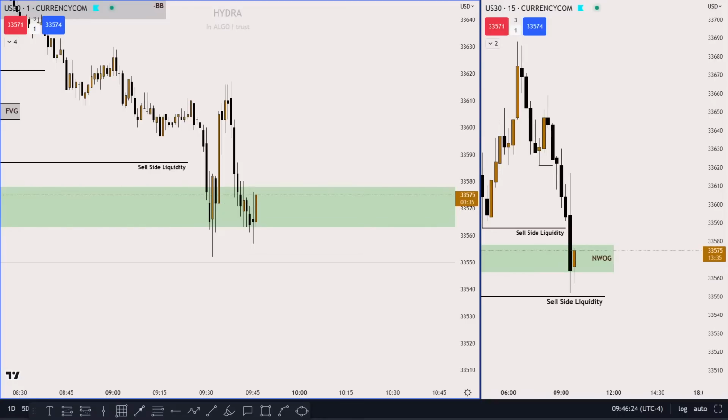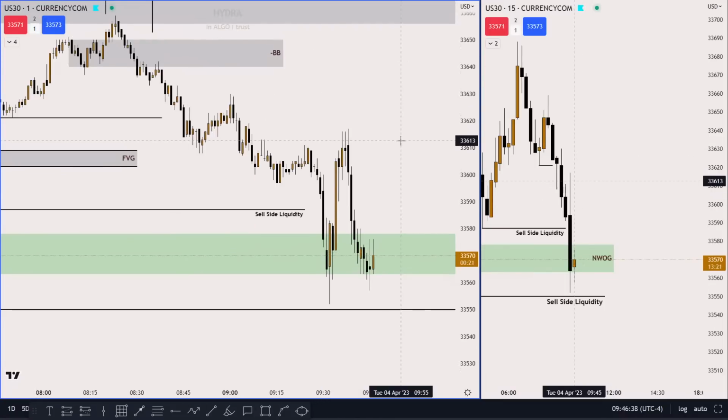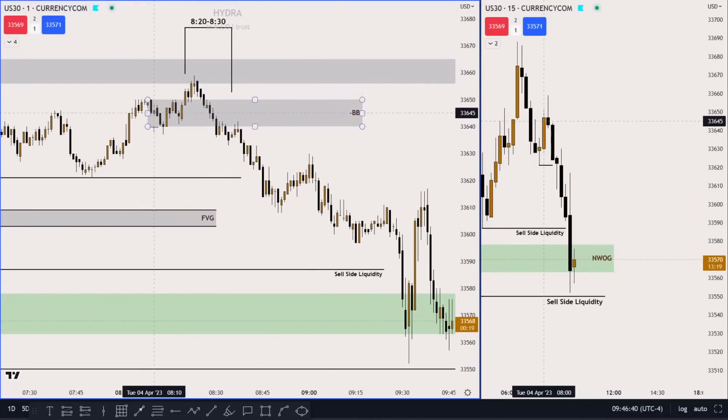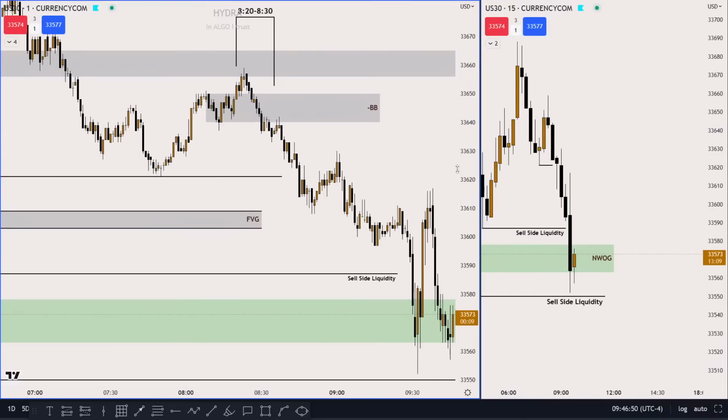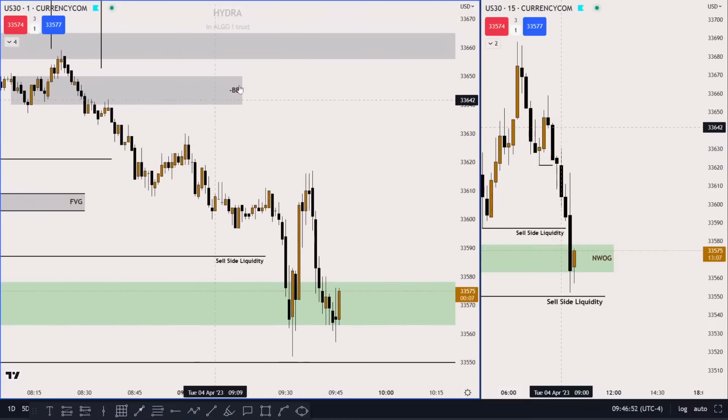Someone is asking, do you only use the bodies and no wicks when marking the breaker block? Yes, I only use the bodies of the breaker block, and I explained this so many times. I mark the body because that's where the liquidity is. The wicks that you see do the damage, that goes for the stop loss, and the body is where most of the liquidity is. That's the reason I mark the body.